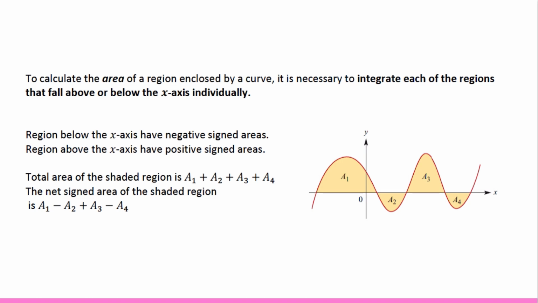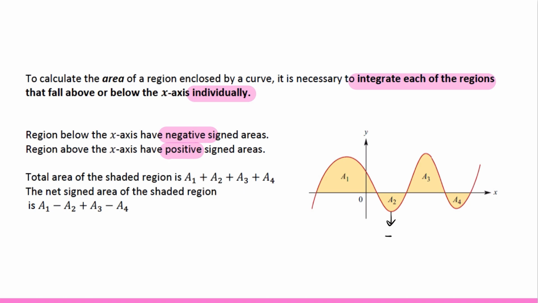So to calculate the area enclosed by a curve, what you need to do is to integrate each of the regions that fall above or below individually. The regions below the x-axis have a negative signed area, and the regions above have a positive signed area. The total area is where we're going to add each of these regions, but you need to make sure that if the region is below the x-axis, such as that one there, that it becomes a positive. Now, how do we do that?